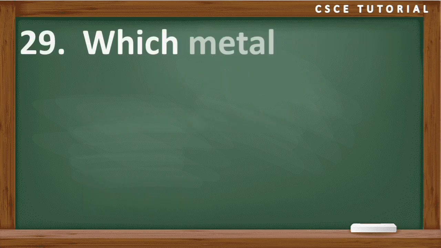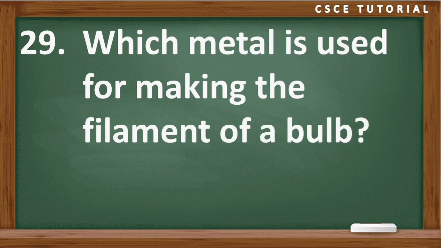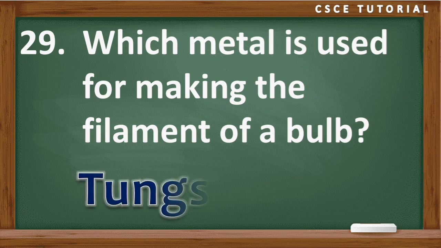29th, which metal is used for making the filament of a bulb? कौन सा मेटल यूज होता है बल्ब के फिलामेंट बनाने के लिए? इसका आंसर है टंगस्टन. Tungsten is used for making the filament of a bulb.